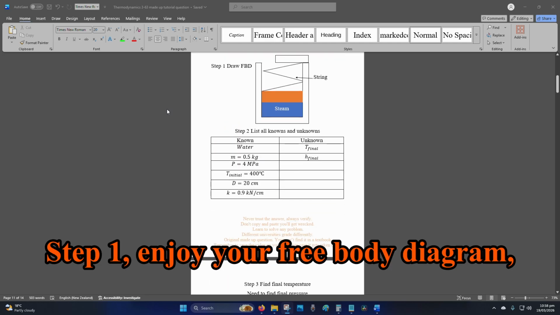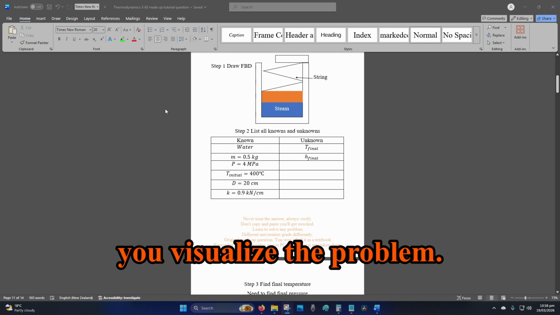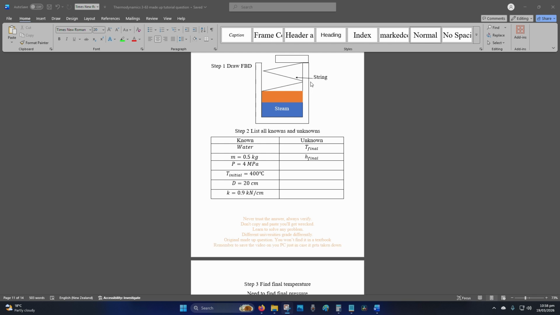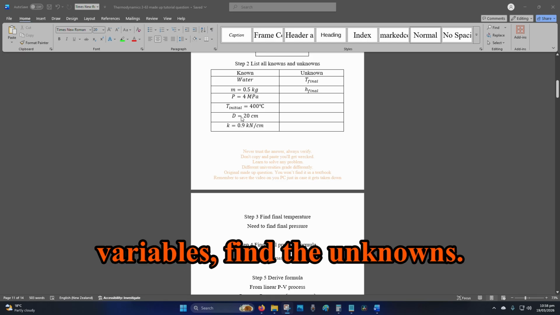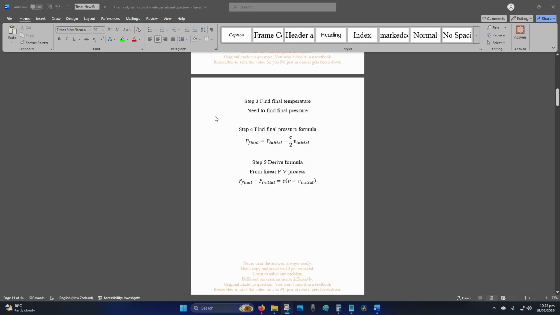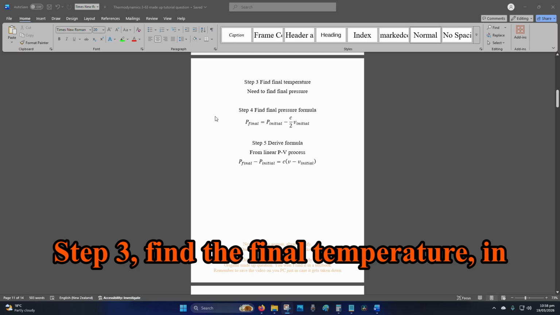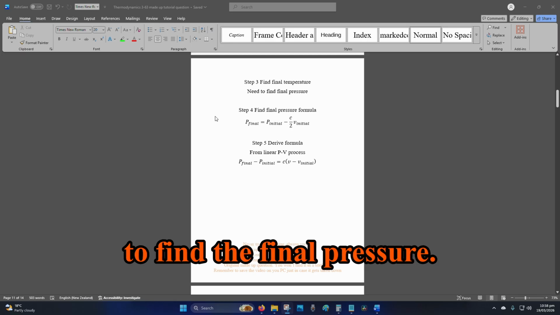Step 1, draw your free body diagram, your FBD. This will help you visualize the problem. Step 2, list all the given variables and find the unknowns. Step 3, find the final temperature. In order to do that, we need to find the final pressure.